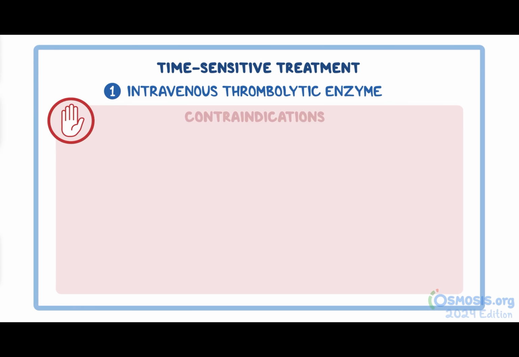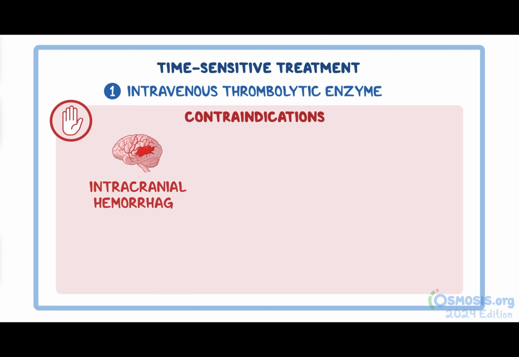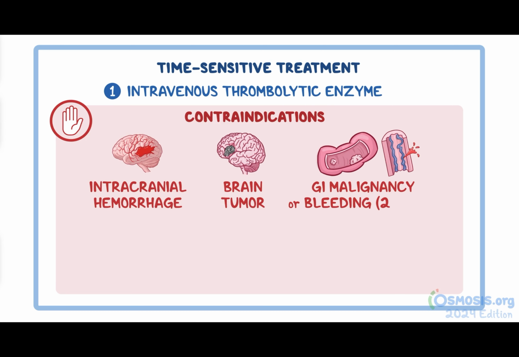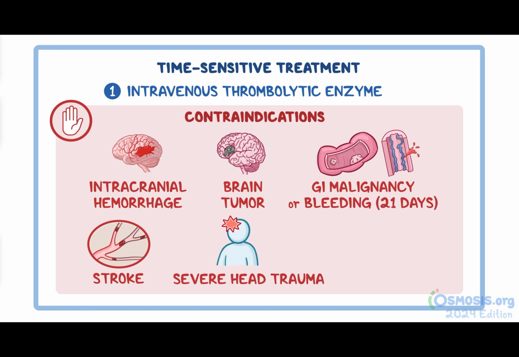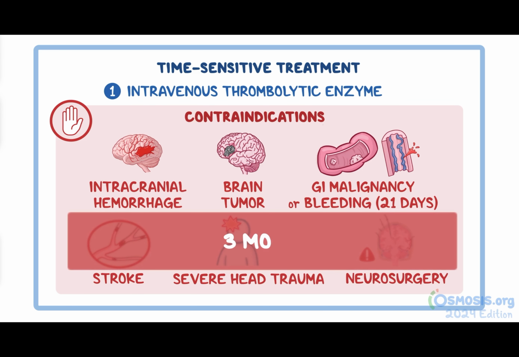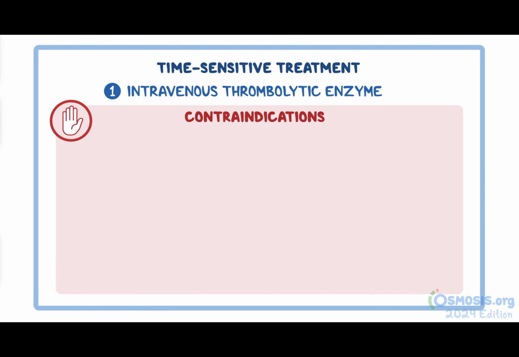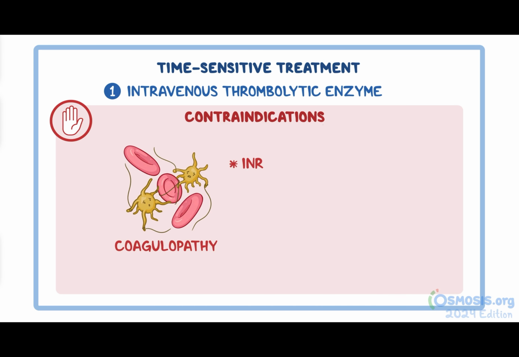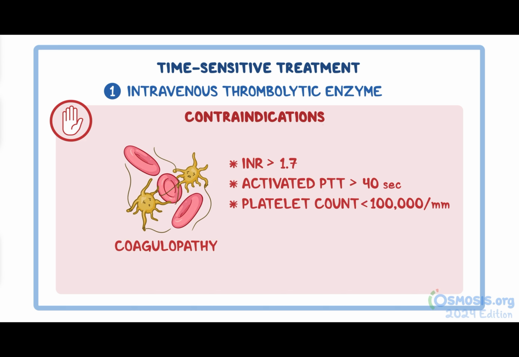Also, avoid TPA in individuals with intracranial hemorrhage, a brain tumor, gastrointestinal malignancy or bleeding within 21 days, stroke, history of severe head trauma, or neurosurgery in the prior 3 months. Finally, stay away from TPA if you identify coagulopathy, which is defined as INR greater than 1.7, activated PTT greater than 40 seconds, or a platelet count less than 100,000 per cubic millimeter.